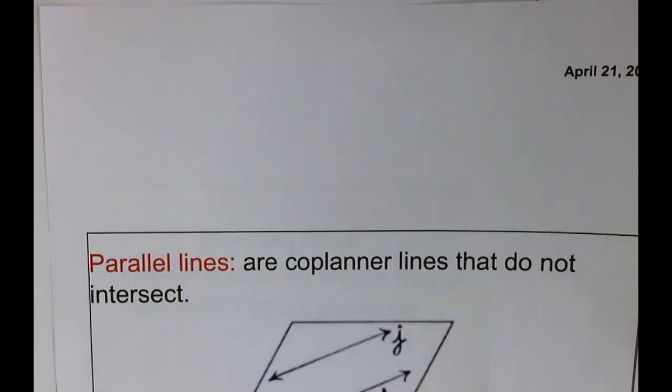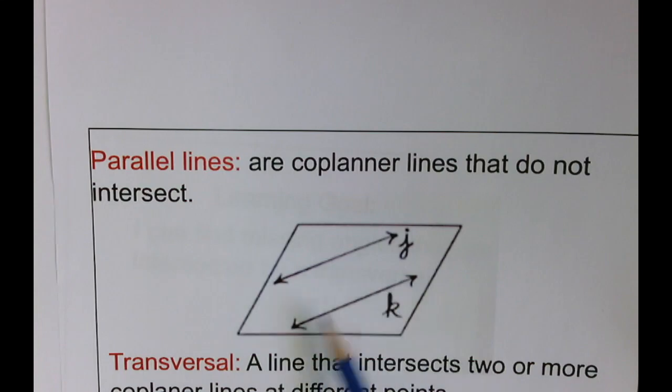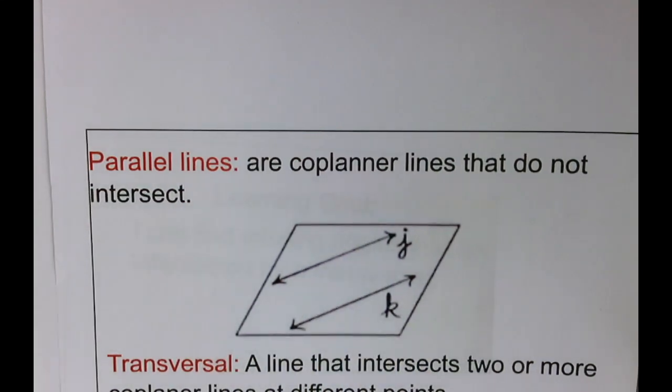Parallel lines are coplanar lines that don't intersect. So you can think of tracks on a railroad that go on forever and ever and they don't intersect. Here's a picture of two parallel lines.